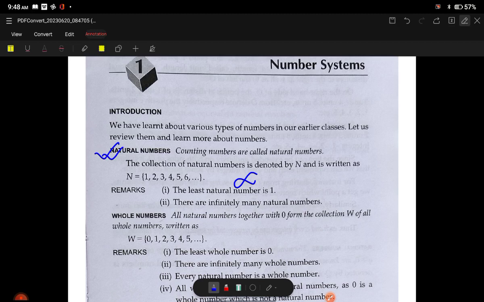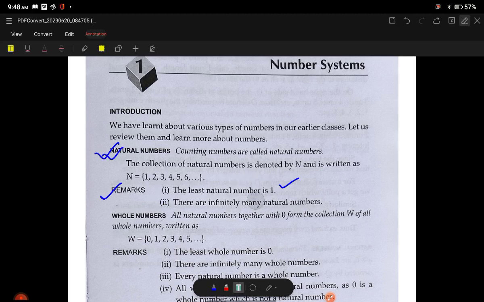Fine. Some remarks here. The least natural number is 1, and there are infinitely many natural numbers. There is no end point in this number series. Okay, hope you understood about the natural number or the counting number.